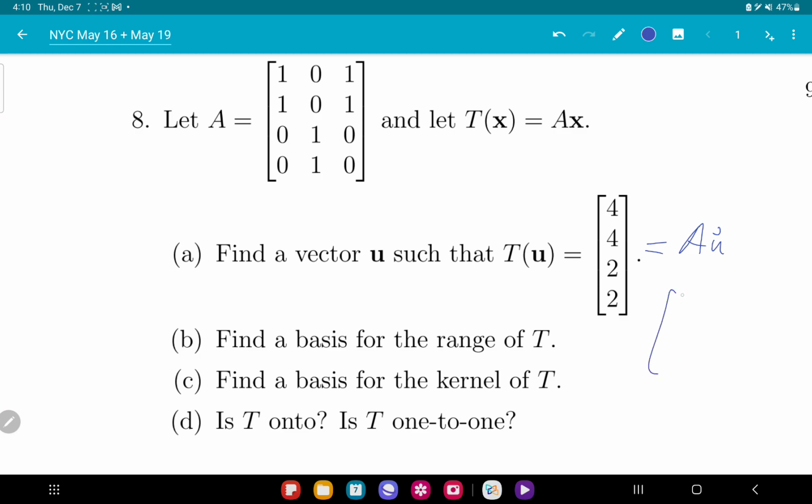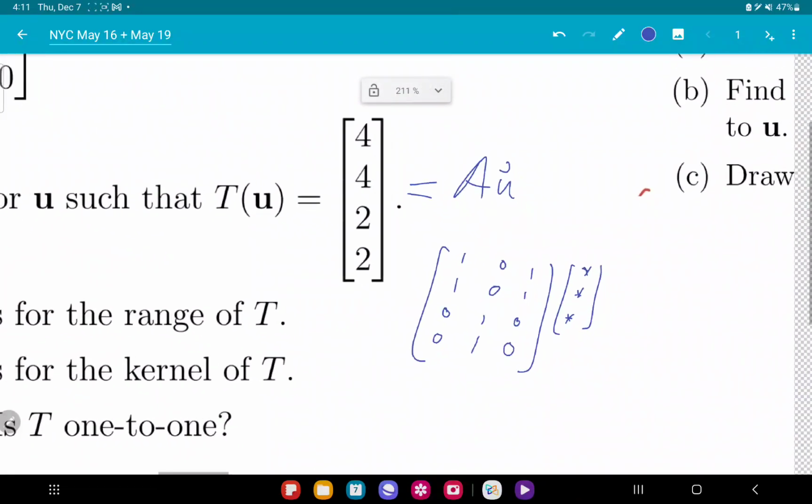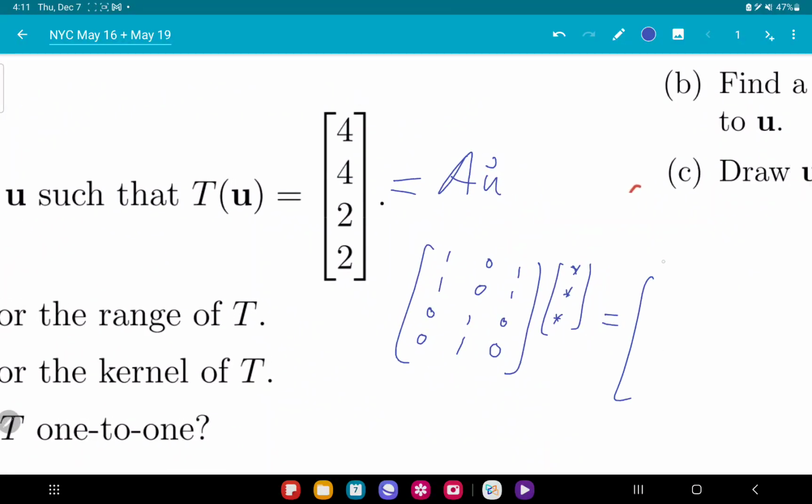So A is 1, 1, 0, 0, and all this stuff. U must have 3 entries, so something, something, something. So that has to equal 4, 4, 2, 2.